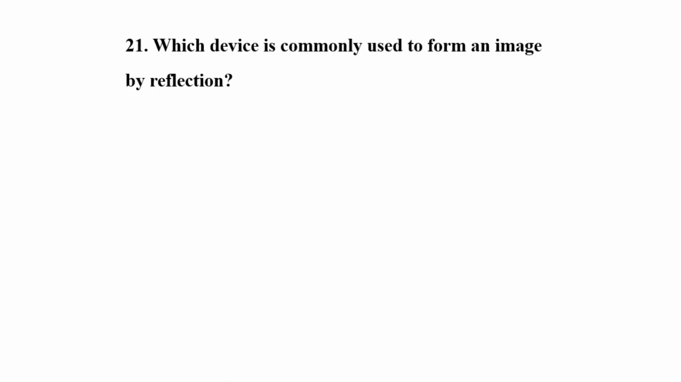Question number 21. Which device is commonly used to form an image by reflection? A. Prism, B. Mirror, C. Lens, D. Screen.